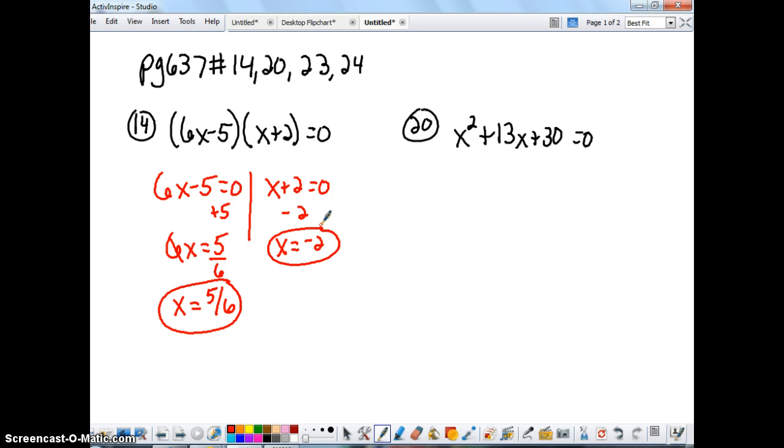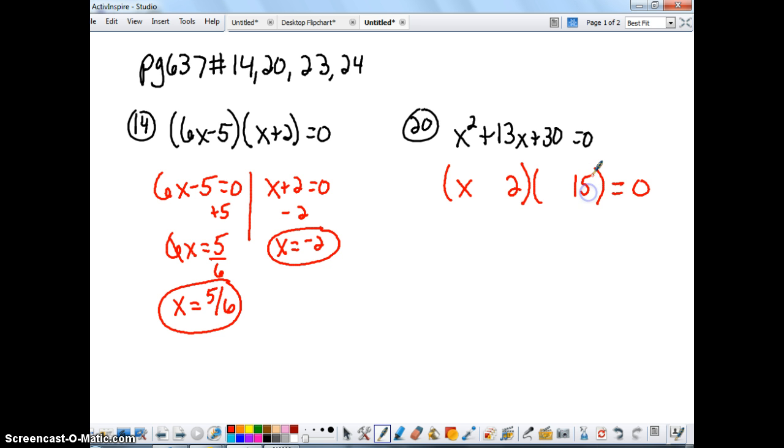Number 20, you first have to factor this. So when I factor this, there's a trinomial. There's 1, 2, 3 terms. I need to factor this into 2 sets of parentheses. So when I do so, I'm looking for numbers that multiply to be 30 and add together to be 13. So that's going to be 2 times 15.